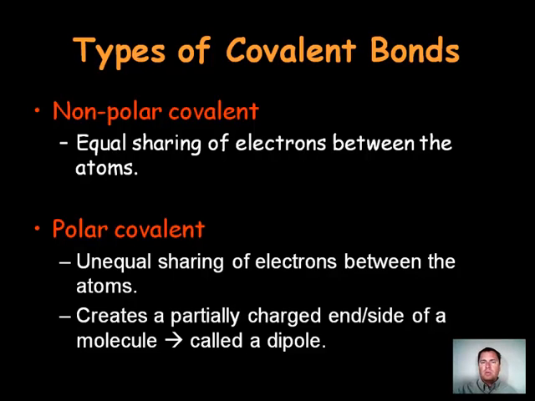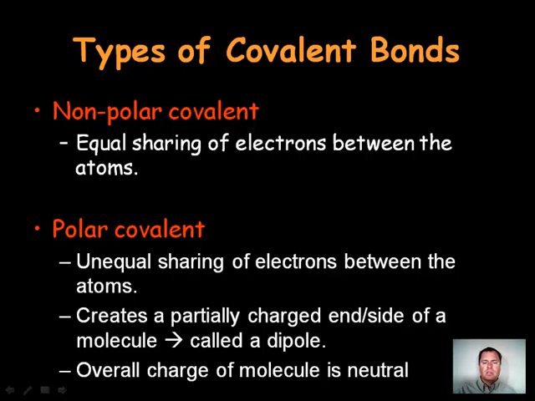What this does, it creates a partially charged area on both sides of them. The side that holds on to electrons has more negative charge, and since the electrons have been dragged over there, the other side is slightly positive. This is called a dipole. Di meaning two poles. So a slightly positive side and a slightly negative side.